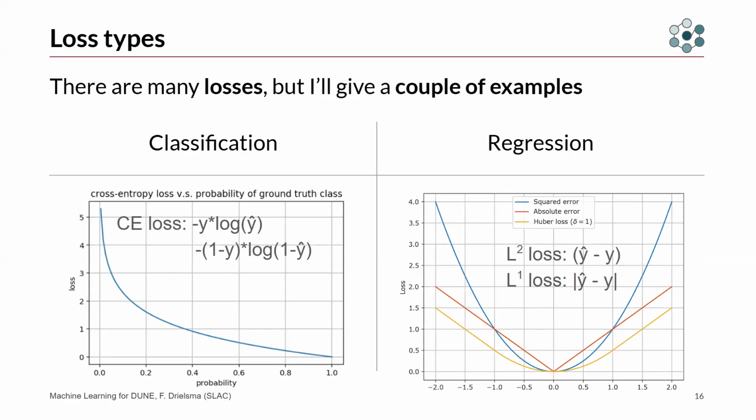There are also many, many different loss types, and I'm not going to go through everything because that would take a long time. But I'll just give you two really common examples of types of loss you can assign for a certain task.